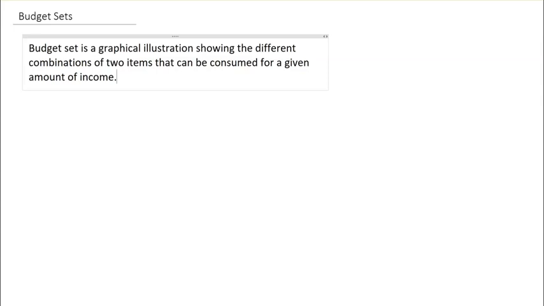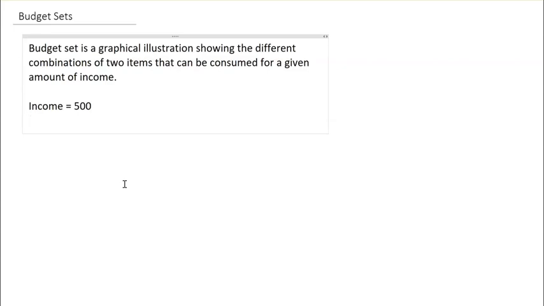So for this, we need certain information. The first thing we need is we need to know what the income is. So let's take an example. Let's say we're given that our income is $500 a week or a month. So this person earns $500, and with that, let's say the person can buy only two items.